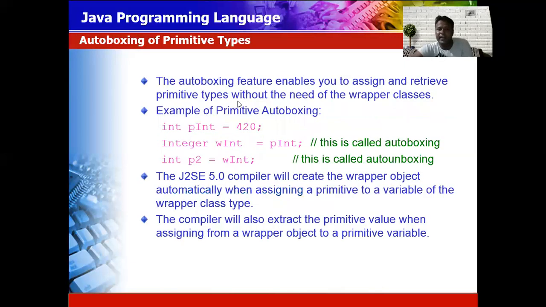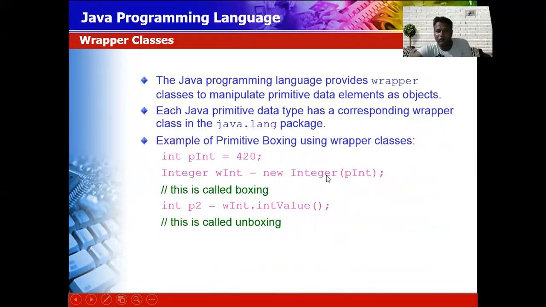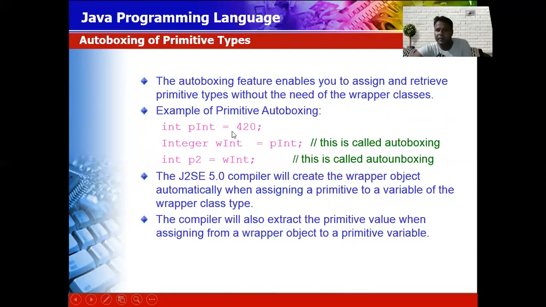The auto-boxing feature enables you to assign a value and retrieve the primitive type without the need for a wrapper class. Here we are not using the new keyword. Here we directly convert the primitive data element, directly manipulating it in the form of an object. Then int p2 equals w8. In Java Standard Edition 5.0, the compiler will create the wrapper class object automatically when you assign the primitive to a variable of the wrapper class type.